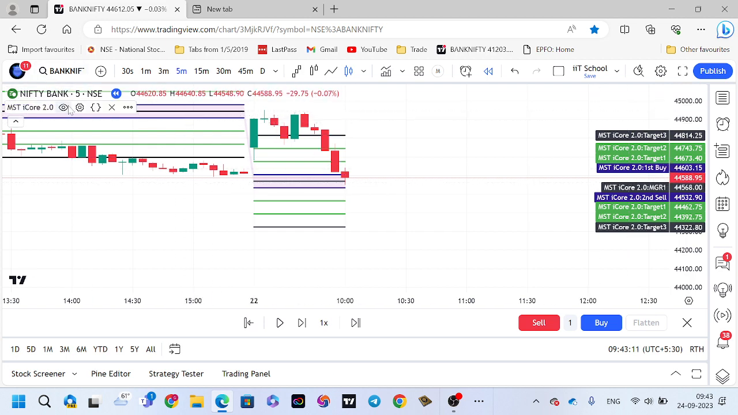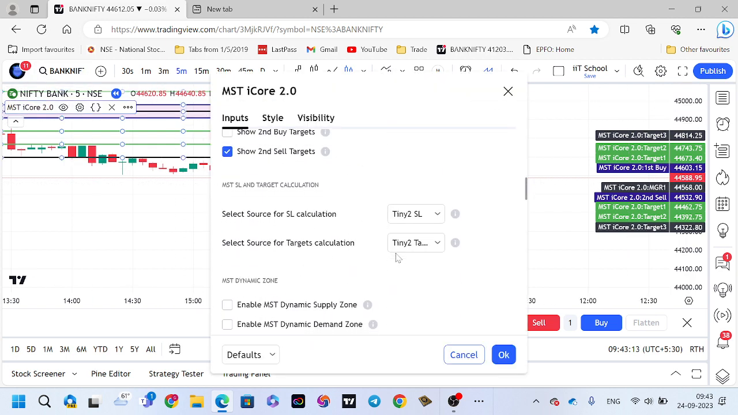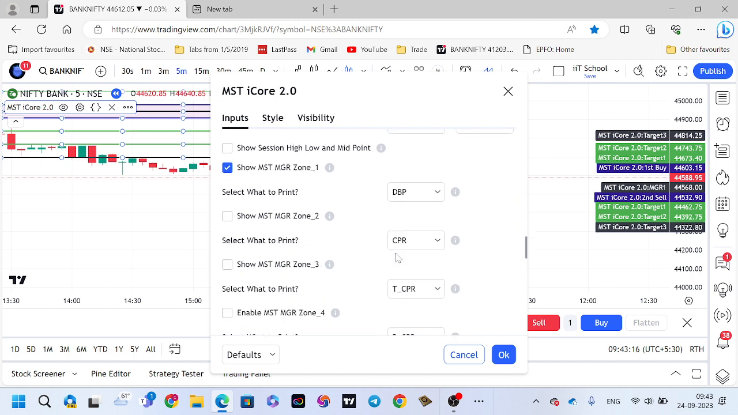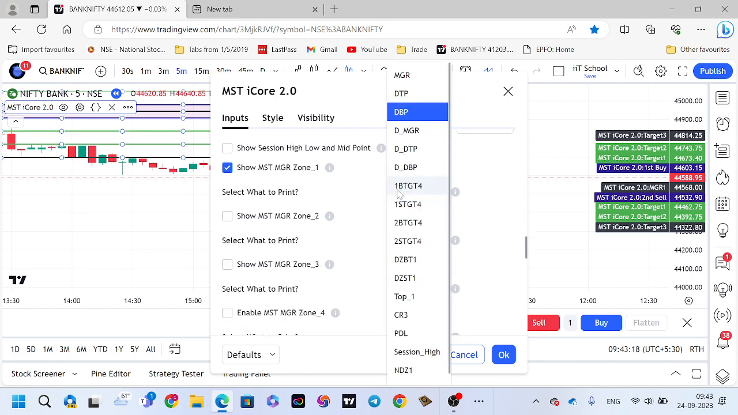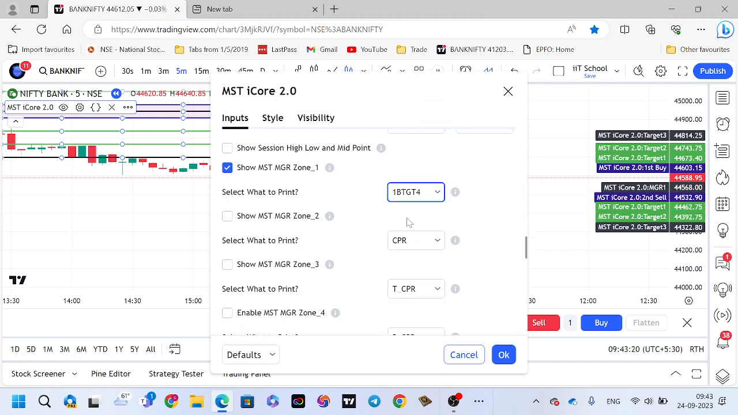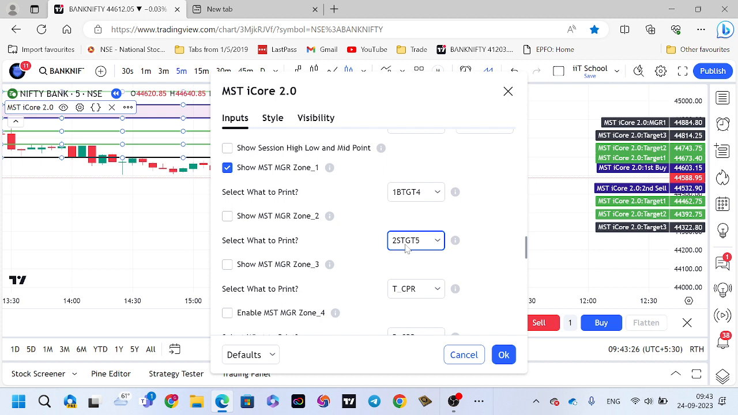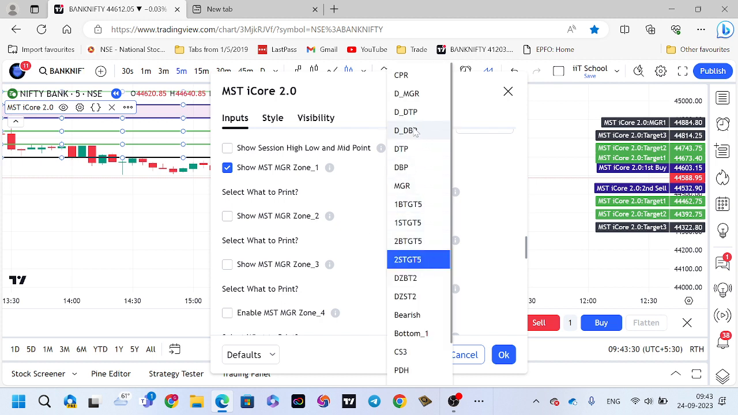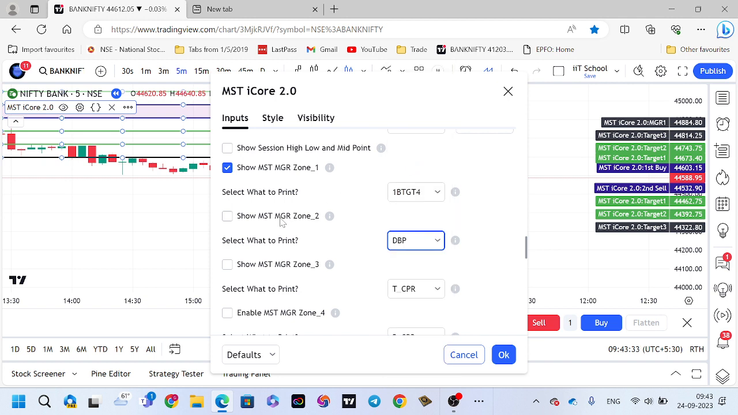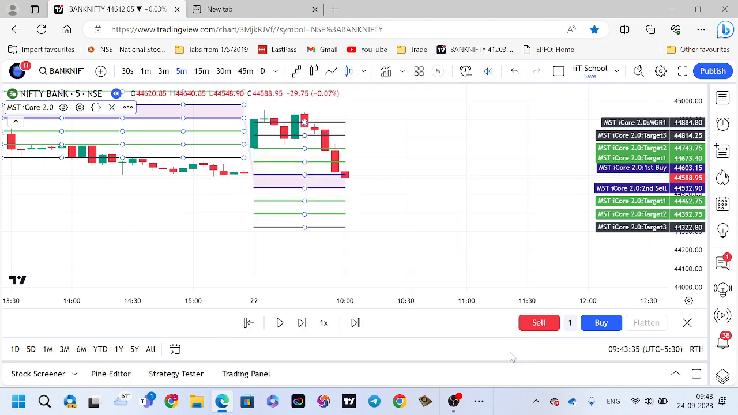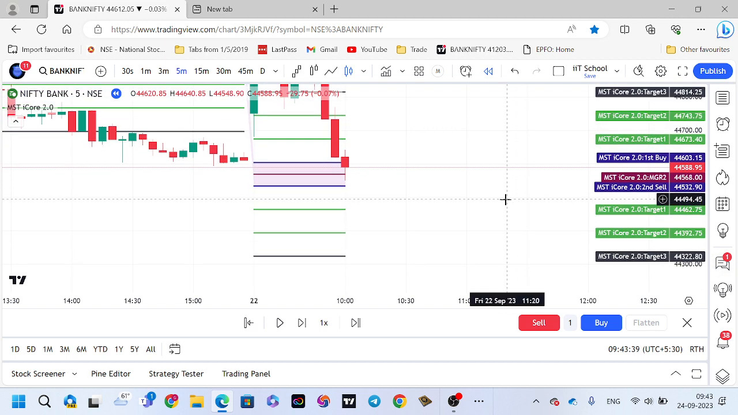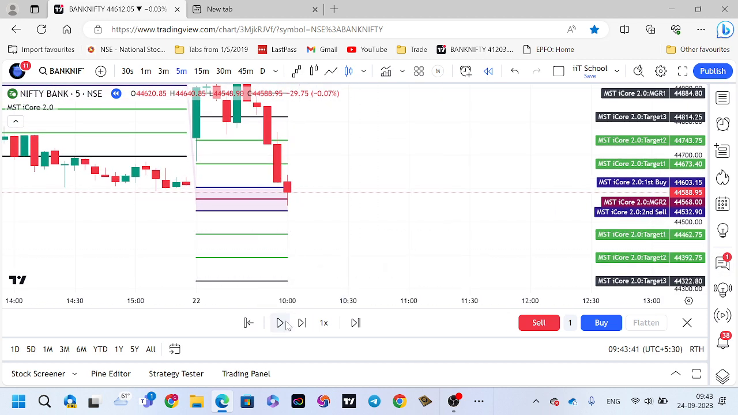So here I have given the option of extending the targets. Where I have given here in the MZR zone, you can see first buy target 4, and here you can see first sell, second sell target 5, like that you can enable, right? So all the options you have given, whichever you want you can use depending on the situation. So now since buy activated, we are going to wait for the target.